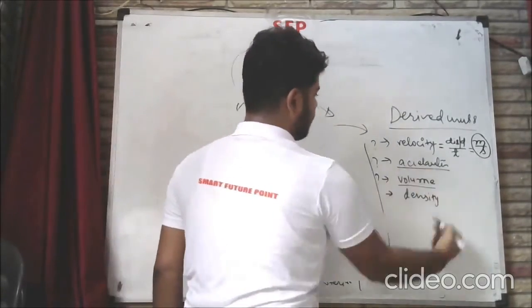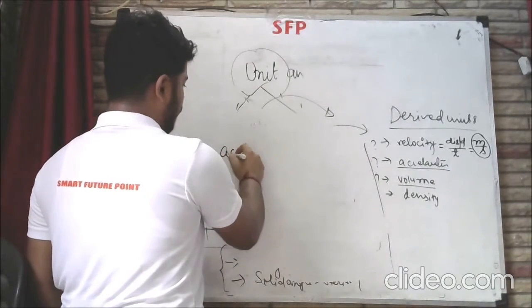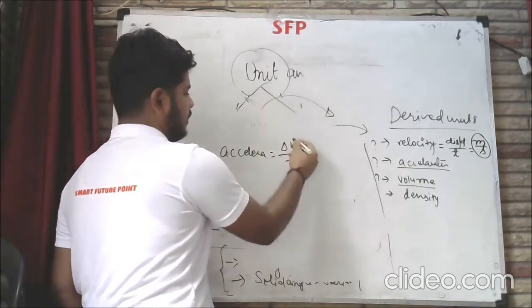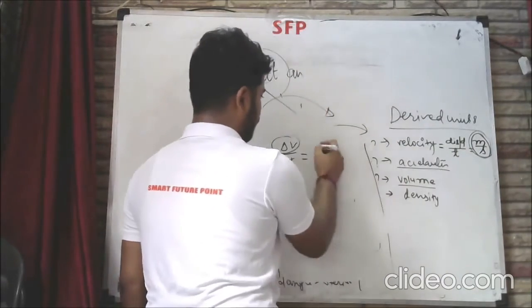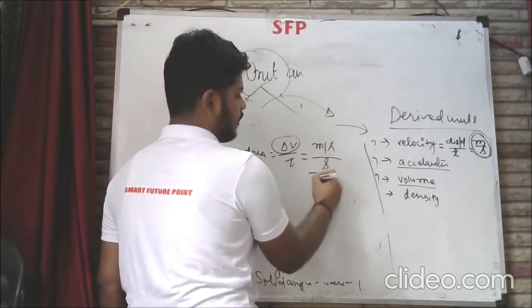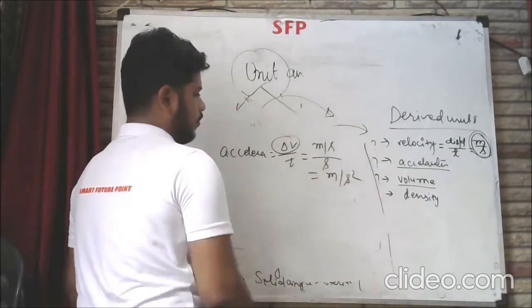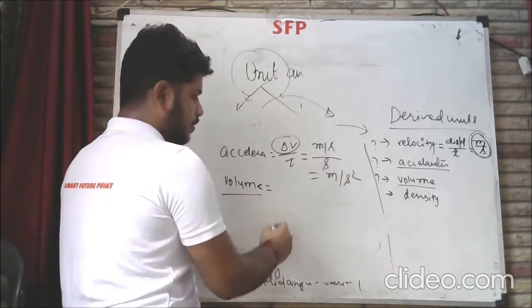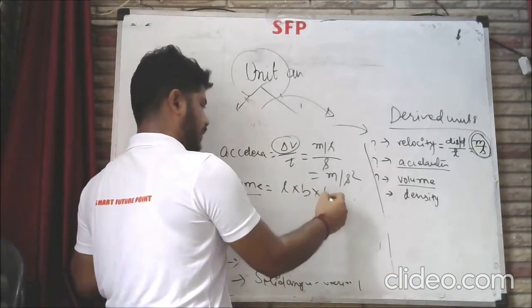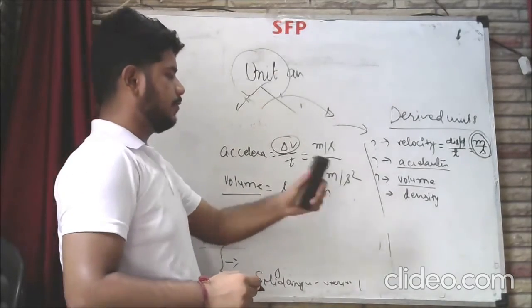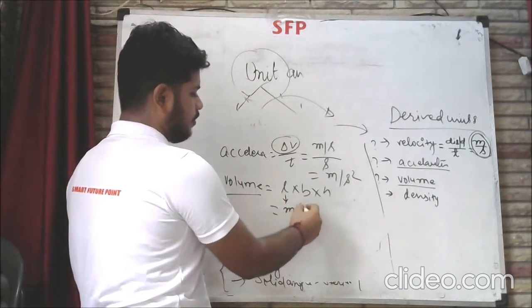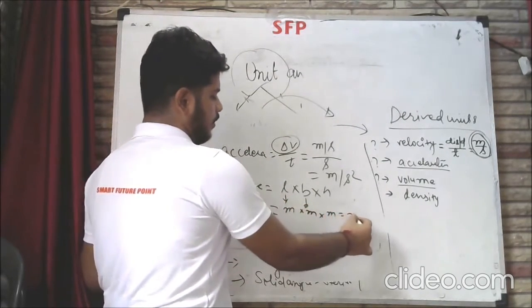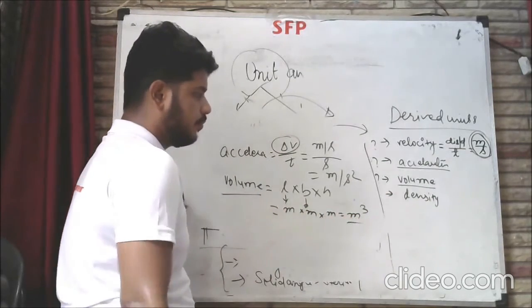Second is acceleration. We know acceleration is defined as change in velocity upon time. Change in velocity has unit meter per second, divided by second, so the unit is meter per second square. What is the unit of volume? We know volume is length into breadth into height. Length is measured in meters, breadth is also in meters, height is also in meters. So it will be meter cube.